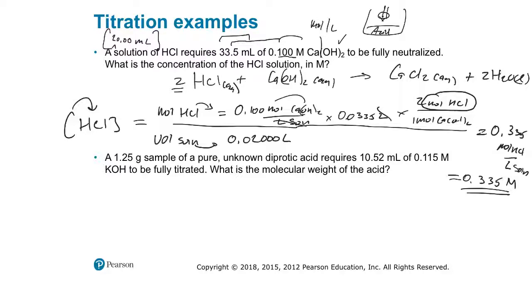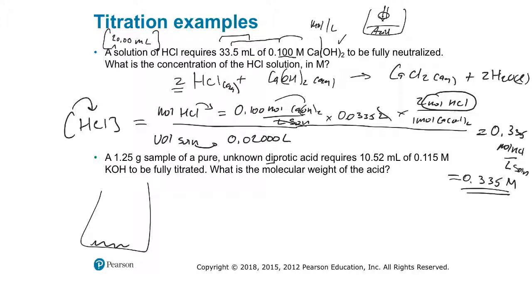Okay, so 0.335 molar in the case of HCl. All right, now another type of titration problem you can do is you can start with a dry, unknown acid. Maybe you know something about it. Maybe you know it's a diprotic acid. So imagine you start with this acid that's a solid. So you have a powder that you know is a pure acid.